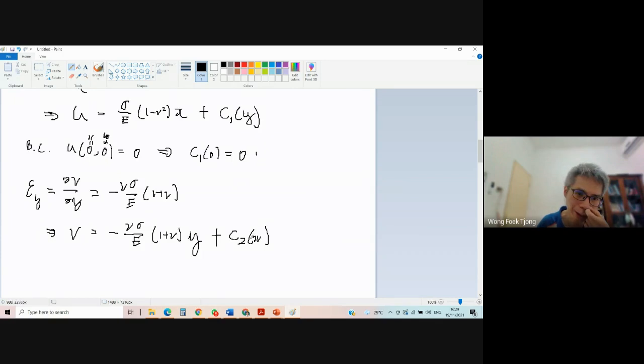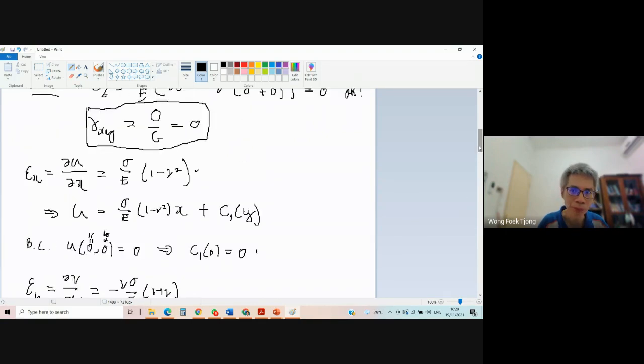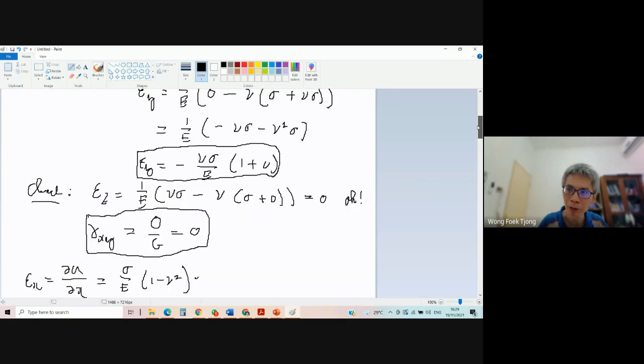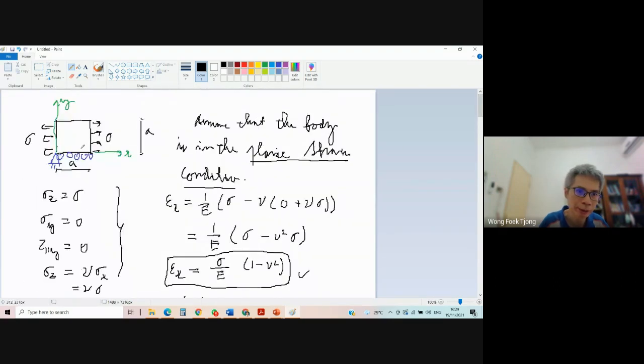How to obtain this function? Again, use boundary condition. We see that we have a roller here on the bottom edge. What does it mean, roller? It means every material point on the bottom cannot move vertically. So v is 0, right?